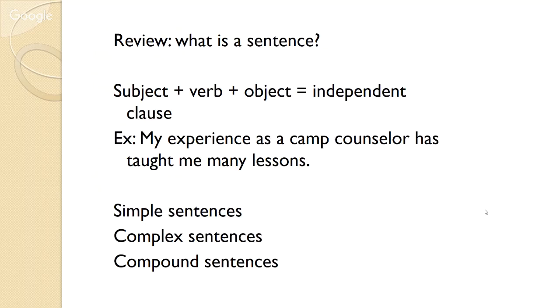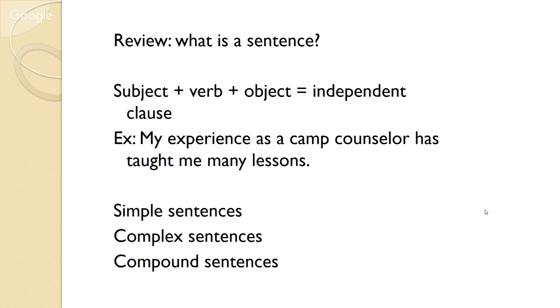So, what is a sentence? Again, it's a subject, a verb, and an object, which is what makes up what's called the independent clause. So it is a thought that can stand on its own as a complete idea. For example, my experience as a camp counselor has taught me many lessons. In that case, my experience is the subject, taught is the verb, and the lessons is the object. That's what your experience taught you. So we call that a simple sentence. A simple sentence consists of a single subject, verb, and object.